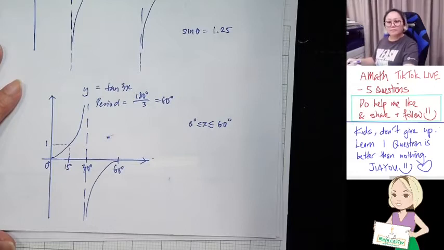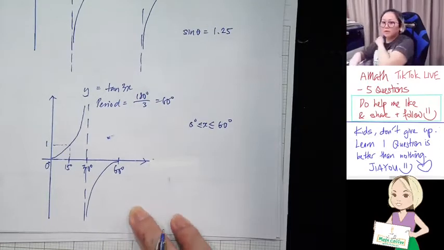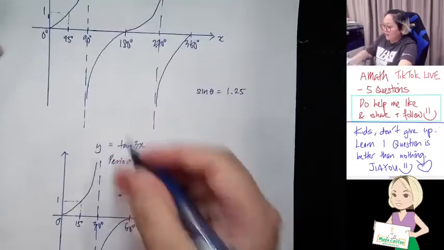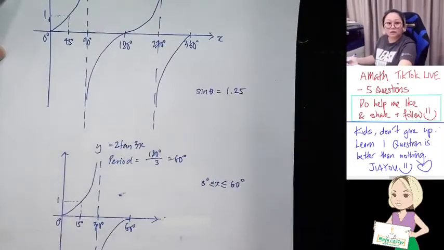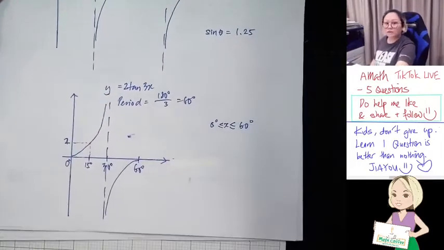Can? So this is how you draw if the amplitude is more than 1. Simple. See, if my amplitude here is 2, all I need to do is put 2 here. That's all.